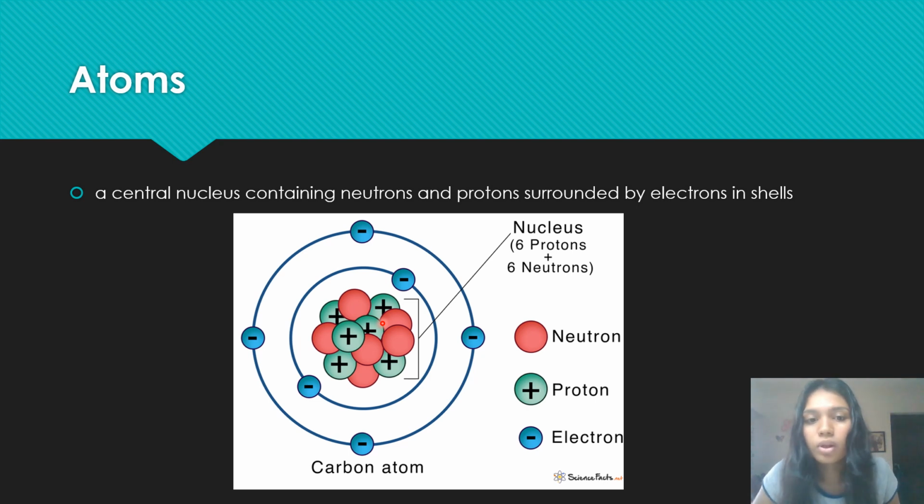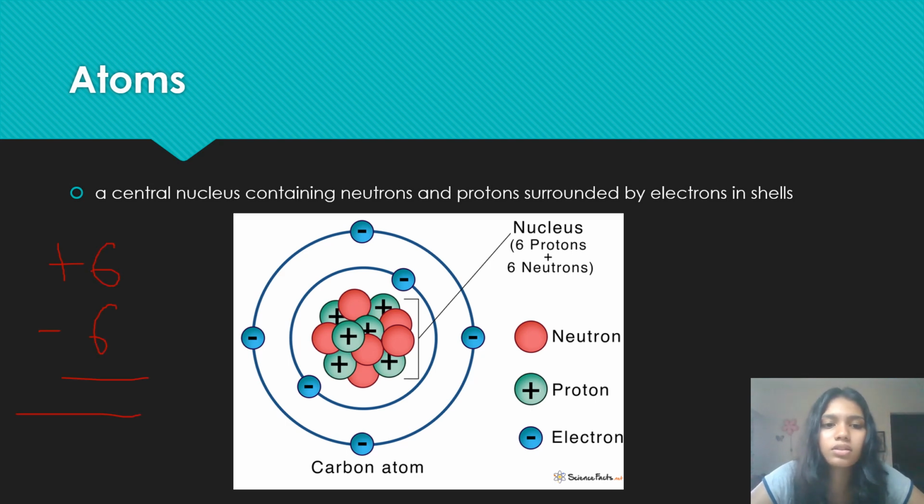Why is that so? Because the number of protons in the nucleus of an atom equals the number of electrons that orbit the nucleus in the shells. And plus and minus always cancel out, right? So if we have six positive protons in the nucleus and six negative electrons in the shells, I'm going to do the math here. Plus 6 in the nucleus, minus 6 in the shells, equals 0. That's the overall charge. It's neutral.